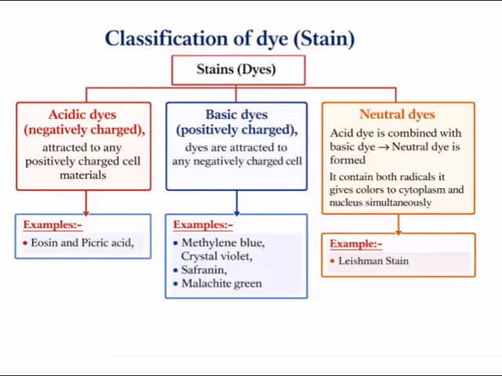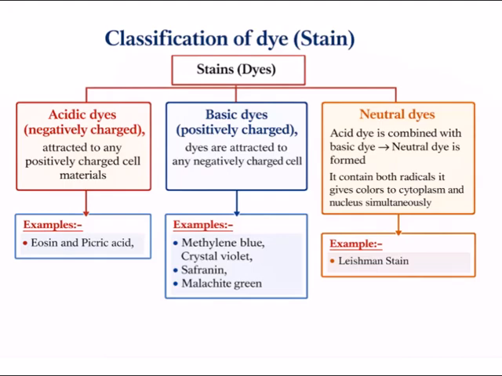The second one is basic dye, positively charged. Basic dyes carry a positive charge. They are attracted to negatively charged bacterial cells due to nucleic acid and acidic cell wall components. This dye directly stains the bacterial cell. Examples: crystal violet, methylene blue, safranin, malachite green. Clinical importance: most bacteriological stains, including the Gram stain, use basic dye.